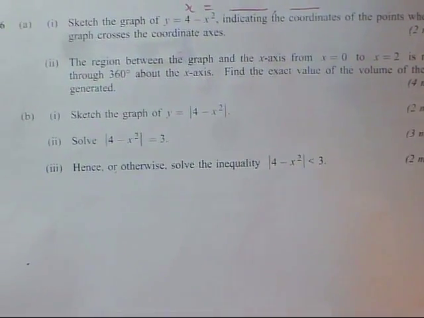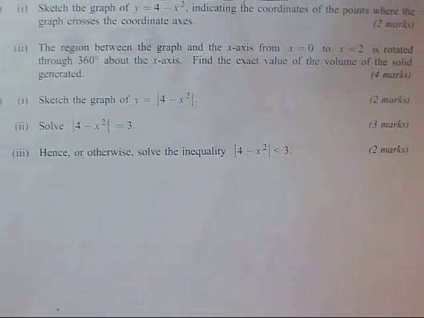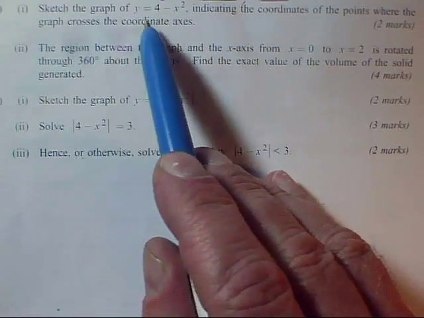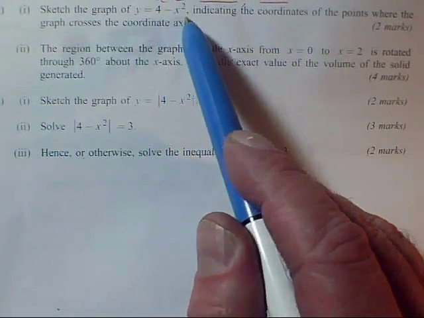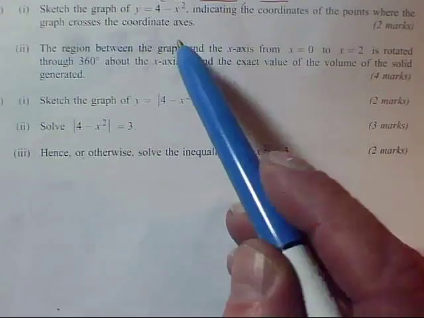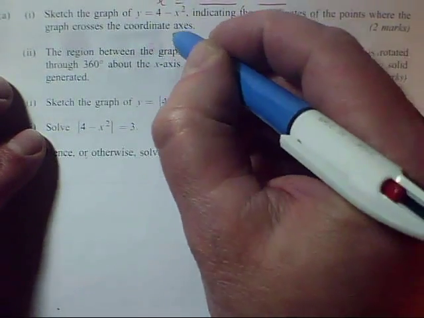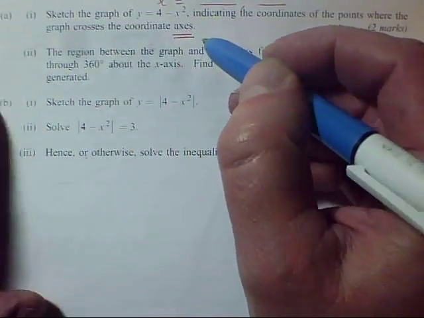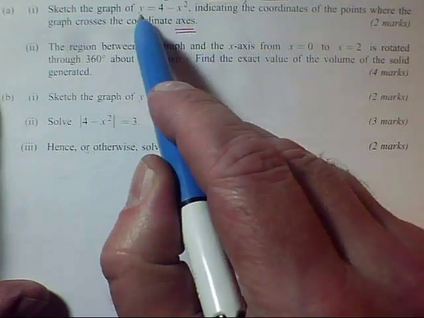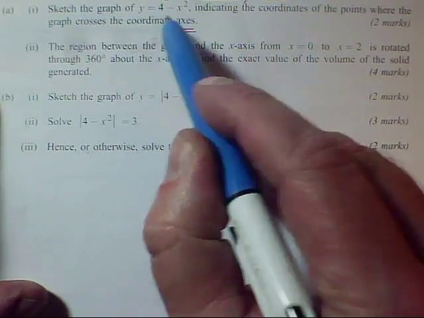Okay, this is question 6. We've got to start by sketching the graph of y equals 4 minus x squared, indicating points where the graph crosses the coordinate axes. So that means both x and y intercepts needed. Your x-intercept will be when y is 0 and your y-intercept will be when x is 0.